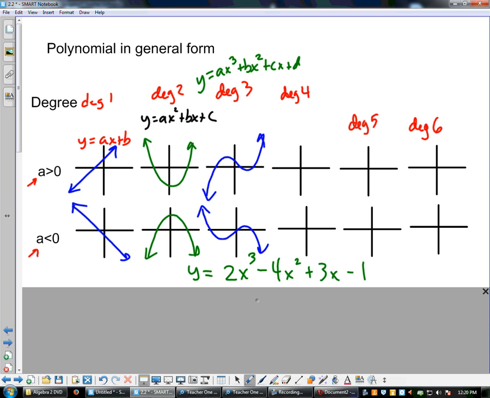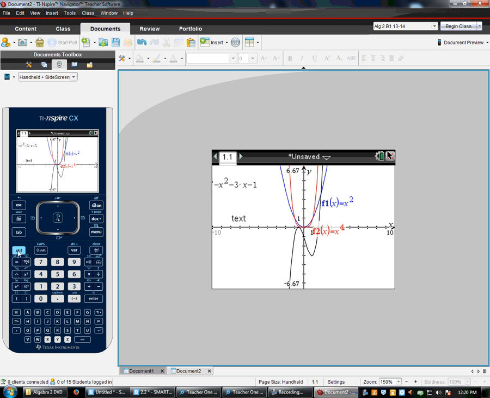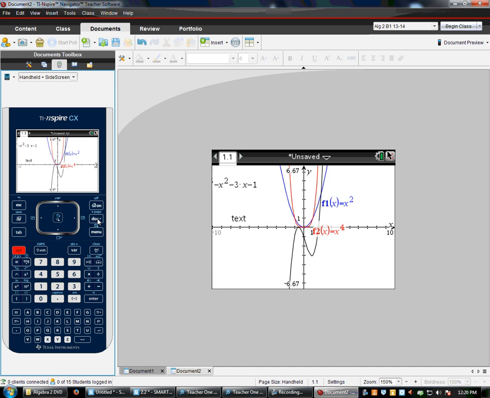All right, let's try a degree 4. So if we try a degree 4 polynomial function, just making one up here. Let's see.